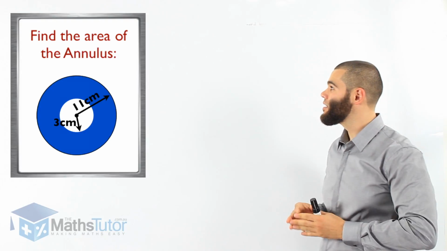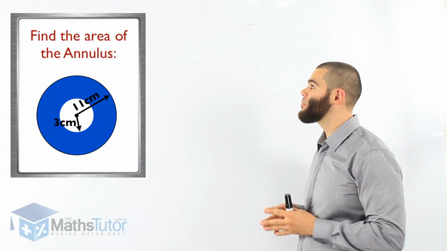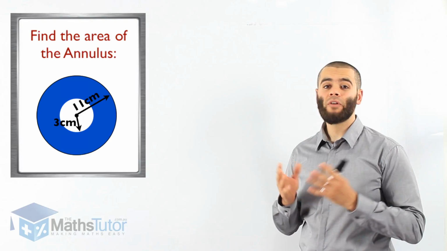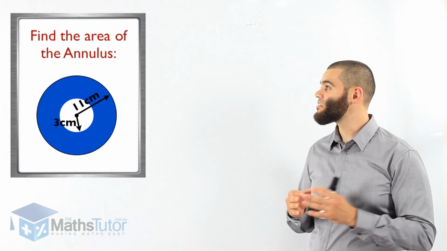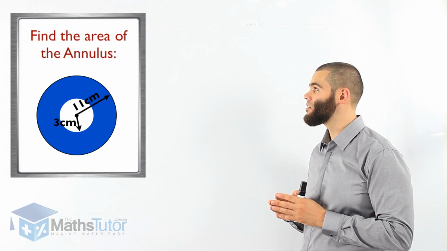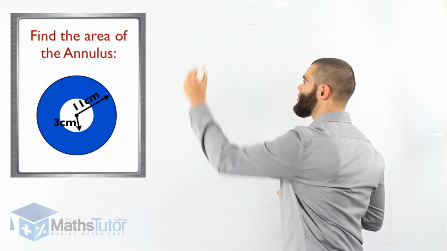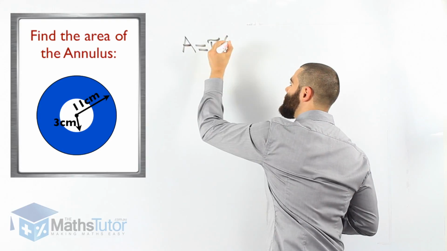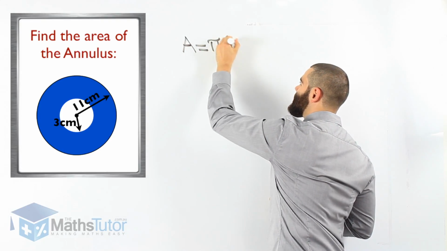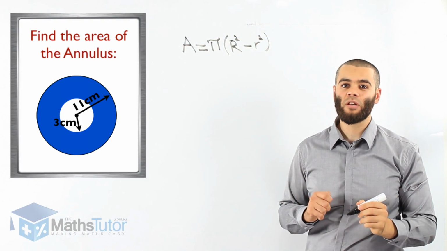The next example, again we have an annulus, and we are asked to find the shaded region, which is shaded in blue. We can see the radii for the large circle is 11 centimeters, and for the small circle, it is 3 centimeters. So we would like to take away the small circle from the large circle to find the shaded region. Let's do that now. We have the formula A equals pi times capital R squared minus little r squared, all in brackets. That's the formula for the annulus.